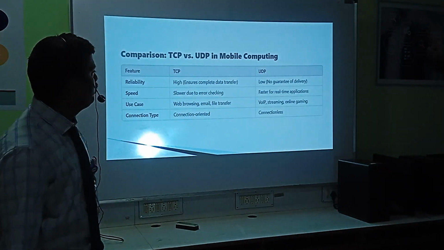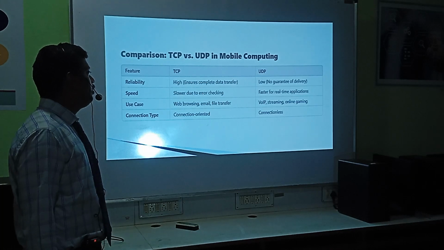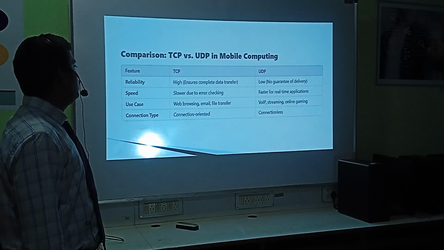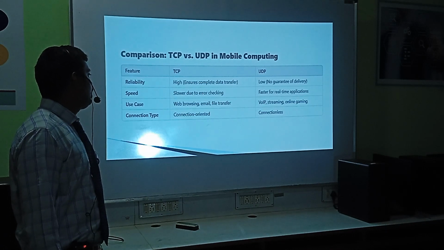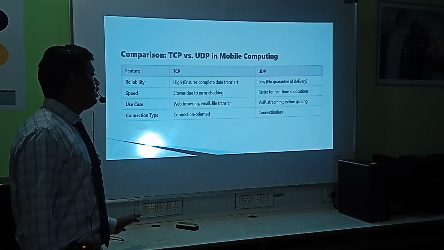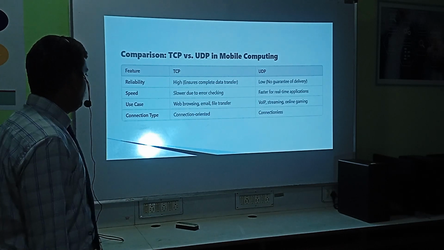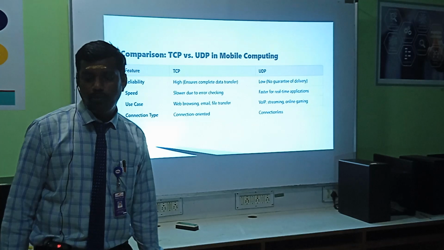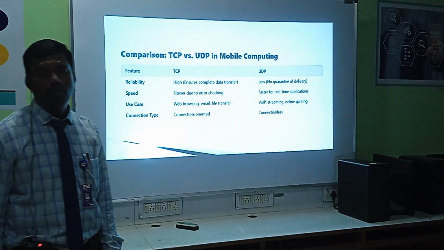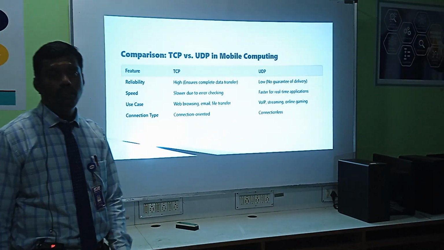The next one, we'll see the comparison of TCP and UDP in the case of mobile computing. When you talk about the reliability, TCP is high, but in the case of UDP, it is low. And the second one, the speed of TCP is slower due to the error checking.